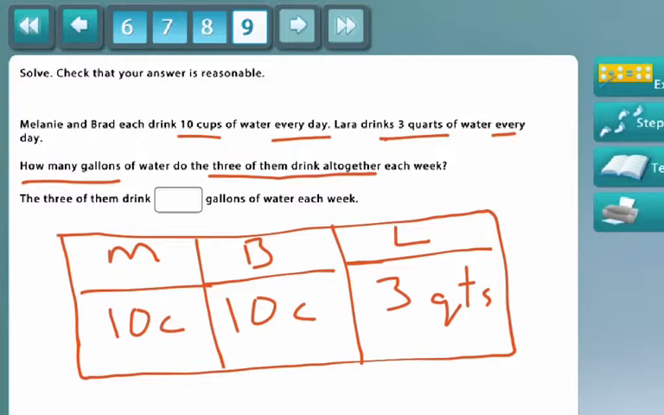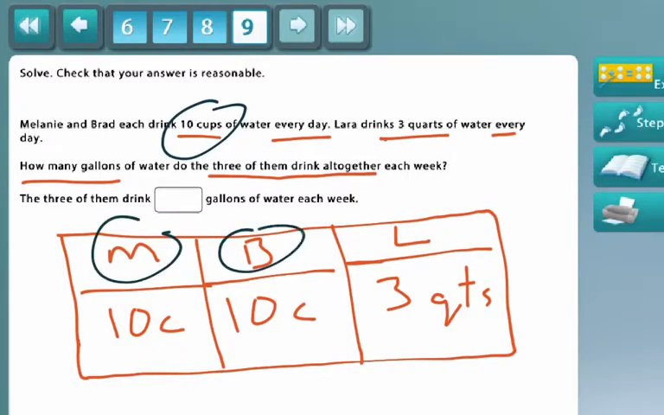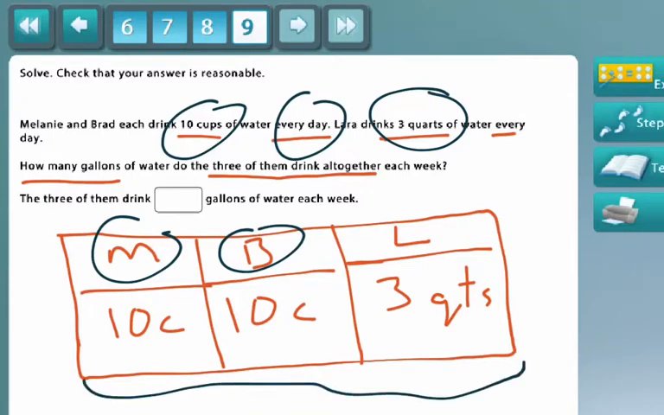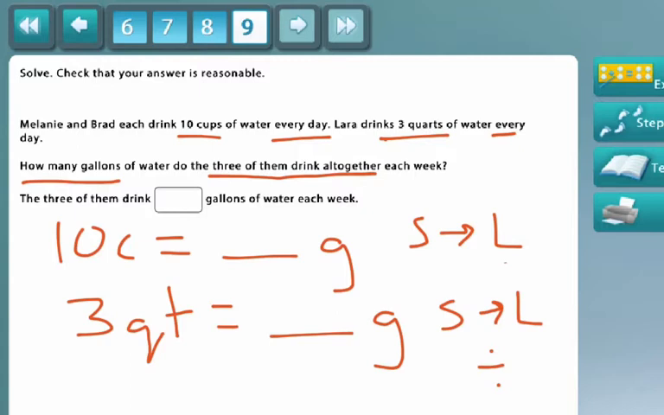And our final problem, problem number 9, again, it's a part-whole model. Melanie and Brad, both of them, each drink 10 cups of water every day. Laura drinks 3 quarts every day. So this model shows 1 day's worth of drinking water. The problem asks you to figure out how many gallons they drink in a week. So first thing we have to do is change each of these into gallons.